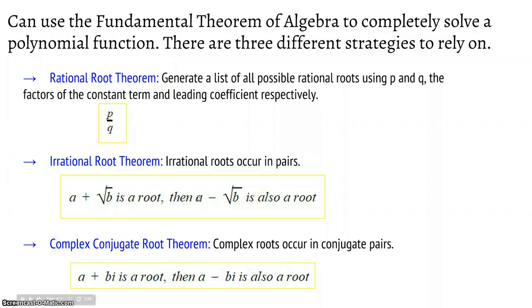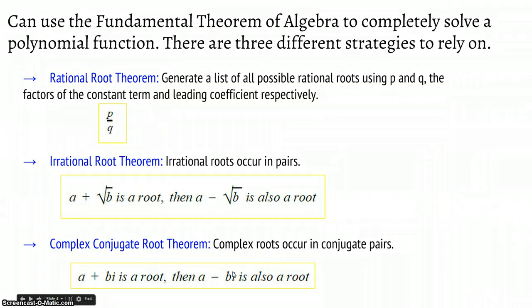Okay, so we need to identify that those do occur in pairs. Then the same thing happens for the complex conjugate roots, right? If you have a complex root, you'll also have the conjugate, and they occur in pairs as well. So irrational roots occur in pairs, complex roots occur in pairs. That's something they have in common. Okay, here it's a plus bi, and here it's a minus bi.